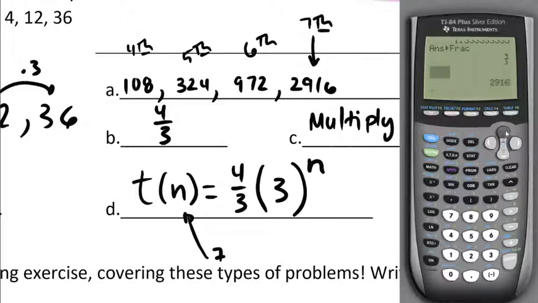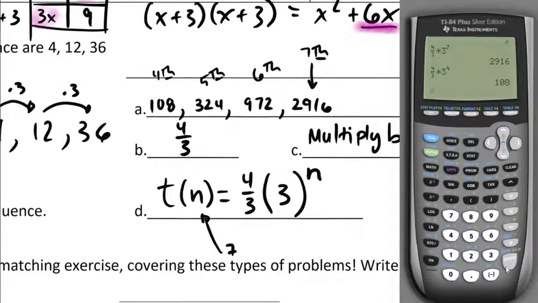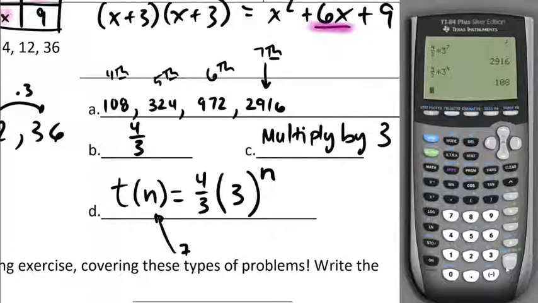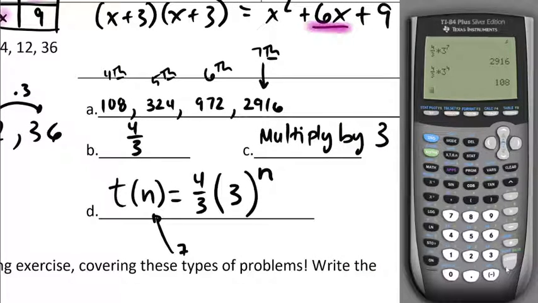And I can go back up and grab the exact same expression. And if I change the number 7 to 4, you can see it gives me the value of the fourth term, which is 108. So I think we've got this dialed in here. Our next four terms are 108, 324, 972, and 2916. The zeroth term, the term before the first term, is 4/3. The generator is multiplying by 3, and the explicit rule is T of n equals 4/3 times 3 raised to the nth power. All right, so that's it for question number 2.